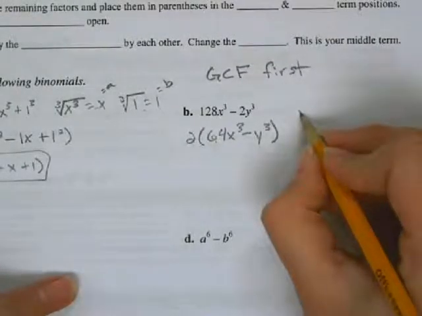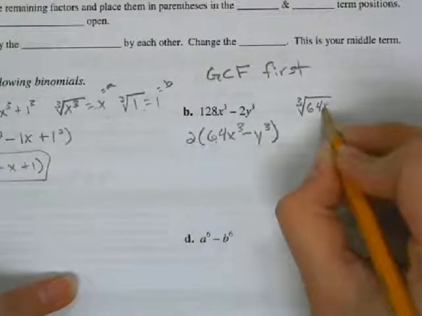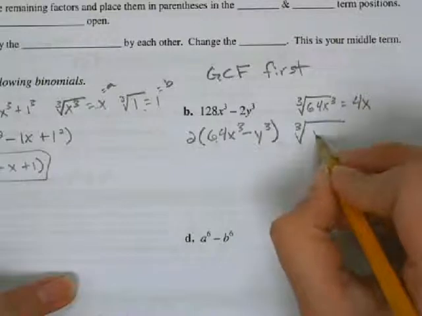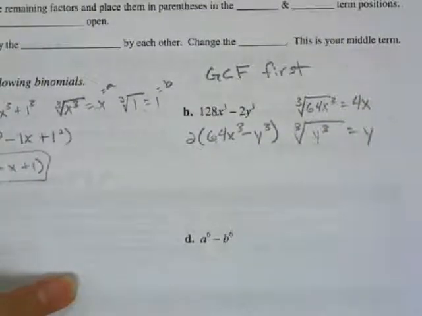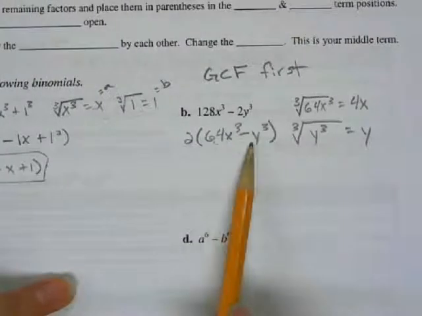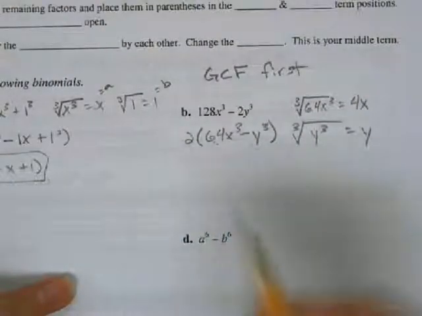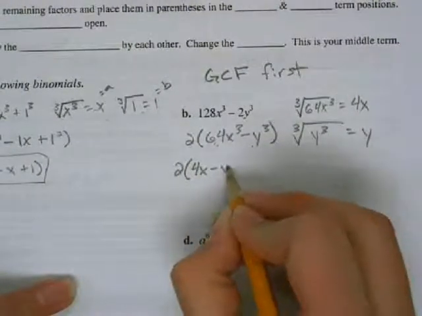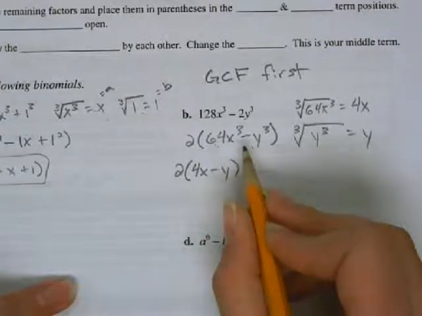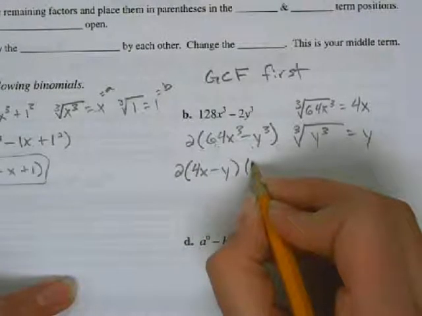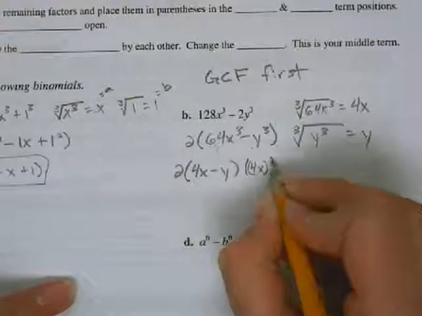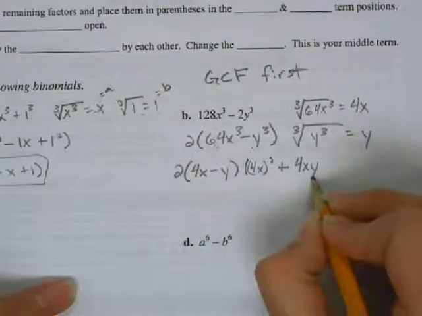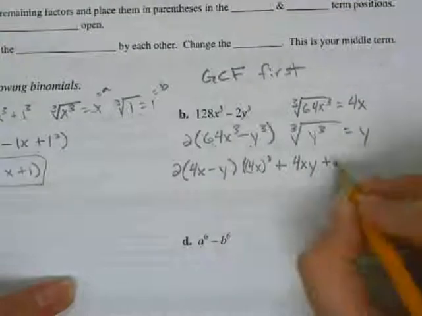So the cube root of 64x cubed is just 4x. And the cube root of y cubed is just y. So that's taking the cube root of each of these. Now plug it into our formula. This time it's a minus. So we've got 2 out front. First term minus the second term. Minus because the original was minus. Square the first term. Opposite sign. Multiply the 2 terms. Add. And square the last term.